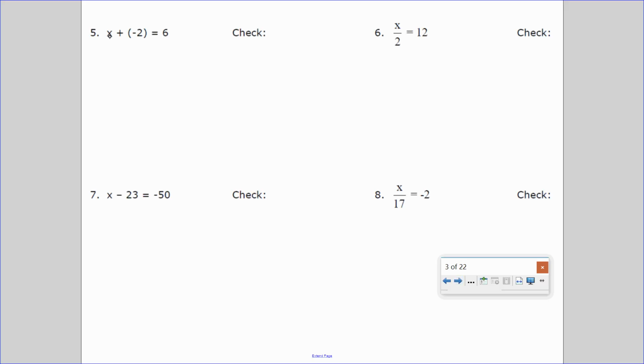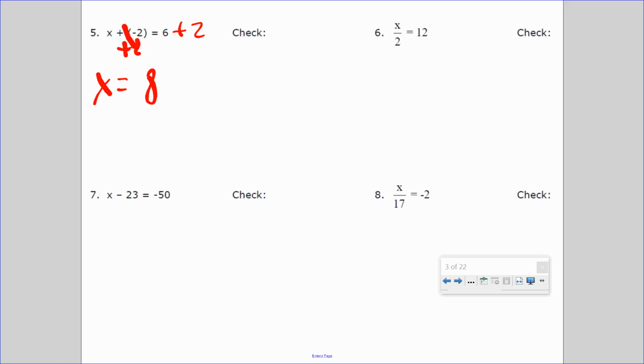Number 5. I need to isolate x. What's next to it? Negative 2. What's the inverse of negative 2? Plus 2. Because it's like saying minus 2, so the inverse of minus 2 is plus 2. Balance it on the other side. This cancels. X equals 8.